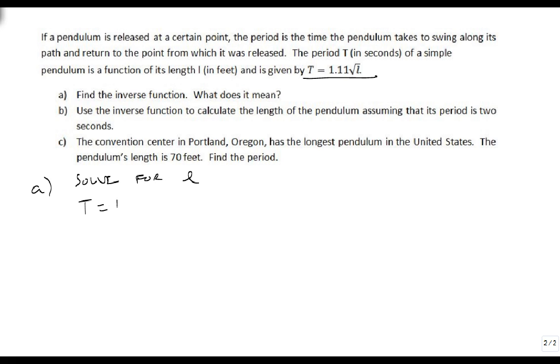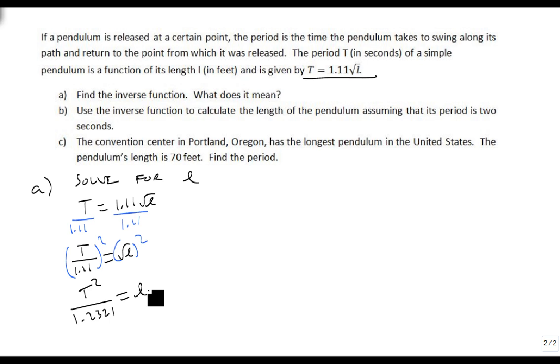So we're going to start with t equals 1.11 square root of L. We're going to divide both sides by 1.11. So t over 1.11 equals the square root of L. We'll square both sides, and using the properties of exponents, that gives me t squared over 1.11 squared, which is 1.2321, equals L. And so this, then, is my inverse function, which says if I know t, it'll give me the L. So I can either start with an L and get the t, or I can start with the t and get the L.